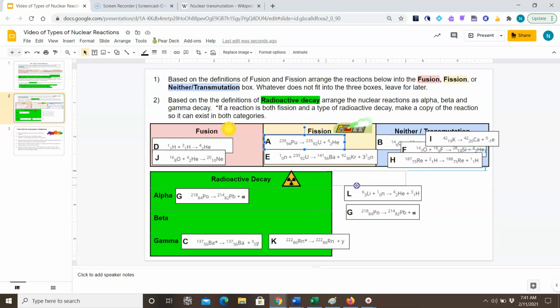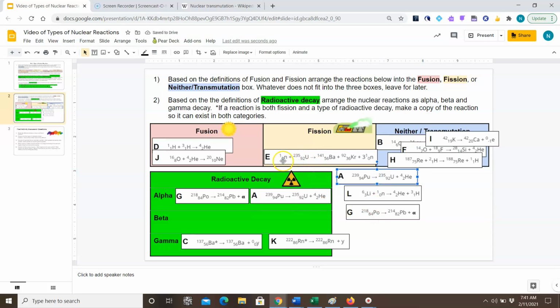How about A, though? What would you put that under? One reactant, two products, one of which is a helium-4 nucleus, also known as an alpha particle. You got it. That goes under alpha decay. And once again, I'm going to make a copy of that because that can fit under fission as well.